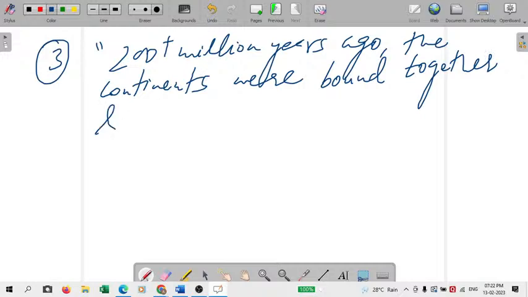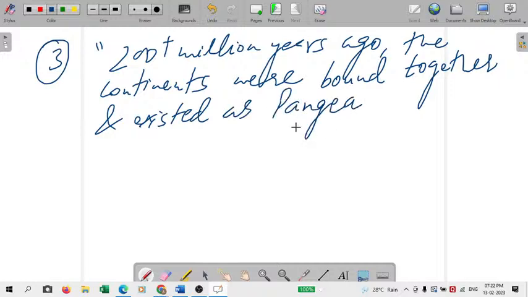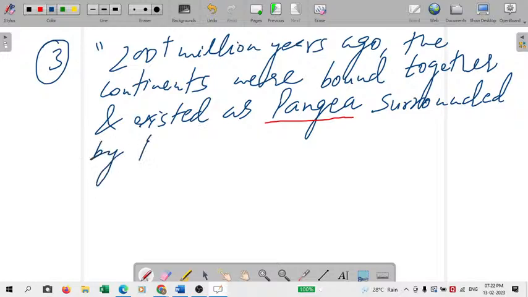The continents were bound together and existed as Pangea. Remember Pangea? All Earth, right? Existed as Pangea, surrounded by Panthalassa, all water.